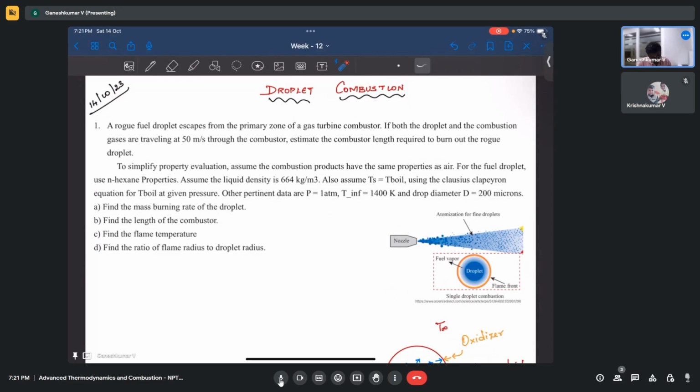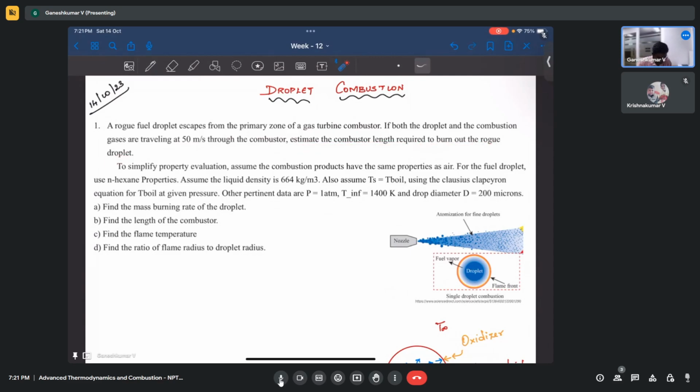All right. So this question I actually took from Stephen Turns, and the question is: a rogue fuel droplet escapes from the primary zone of a gas turbine combustor. If both droplet and combustion gases are traveling at 15 meters per second through the combustor, estimate the combustor length required to burn out the rogue droplet.